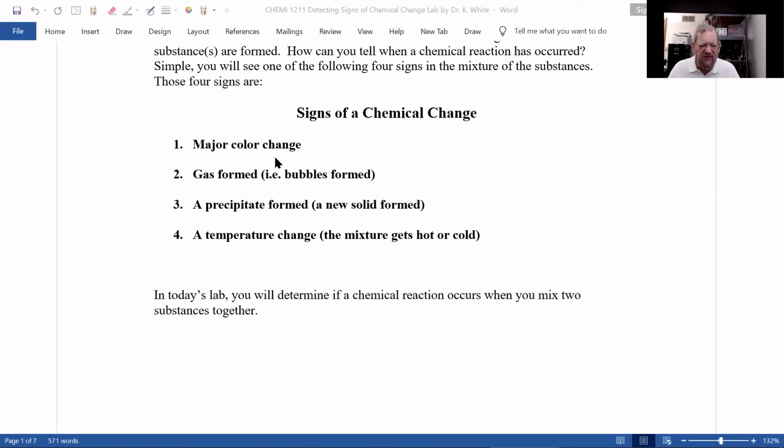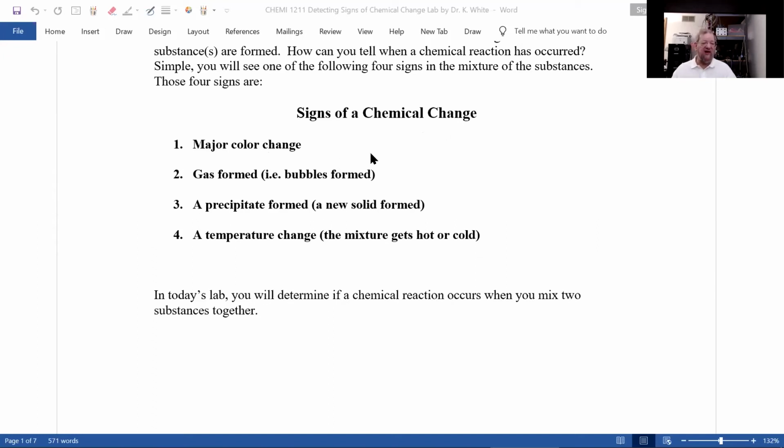What do I mean by major color change? Well, if you mix 2 things together and it goes from dark blue to lighter blue, nope, that's not a color change. If you mix 2 things together that are, say, red and all of a sudden becomes blue or green, yeah, that's a color change. Or if you mix 2 things together and it becomes black or blue or yellow, that's a color change. So one of the signs of a chemical change is a color change.